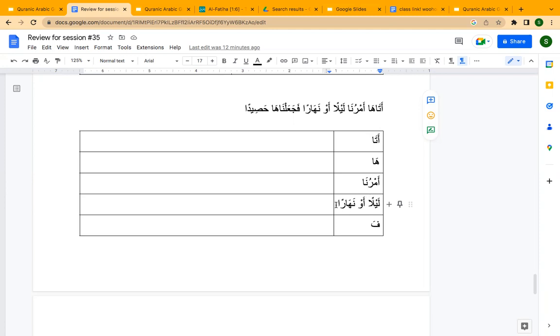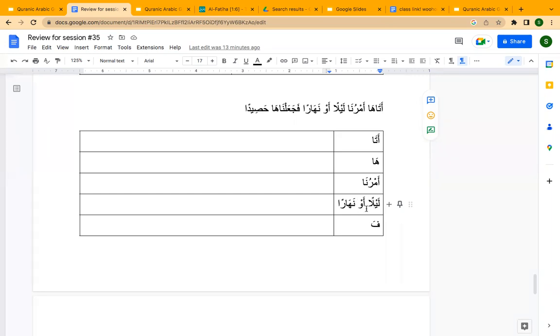Laylan aw naharan. What is happening here? It is when, absolutely right. So it can be your maf'ul fihi. And what is happening between laylan aw naharan? Why will you call it li ajlihi? It is just maf'ul fihi, right? It's telling you when our command came to it, right? So laylan is your time related detail. So time related detail is going to be maf'ul fihi.